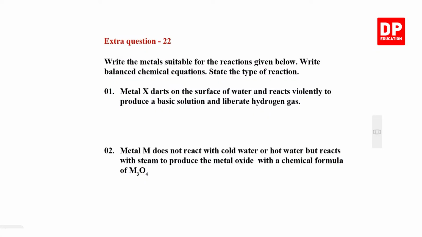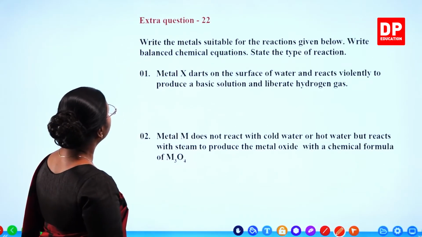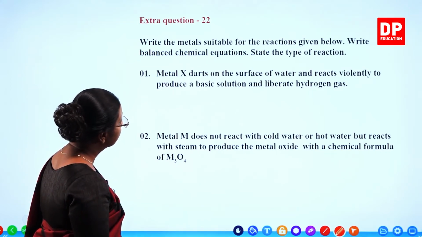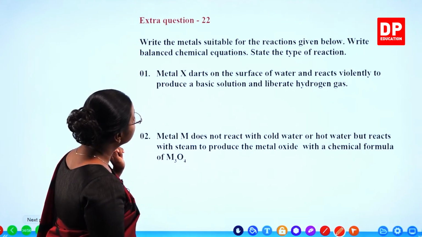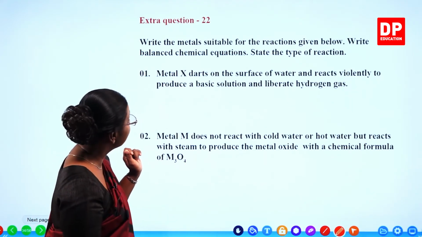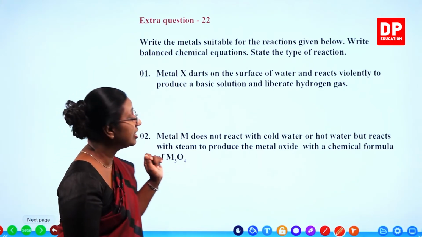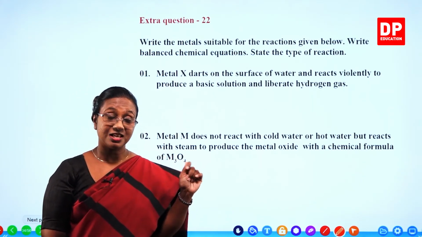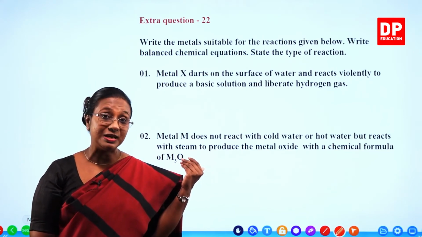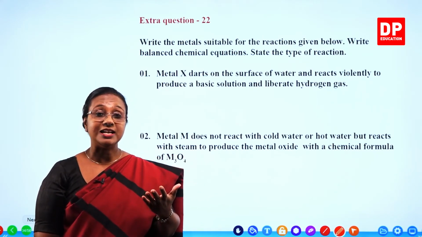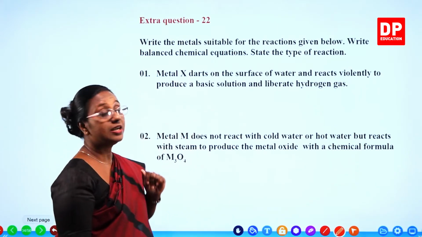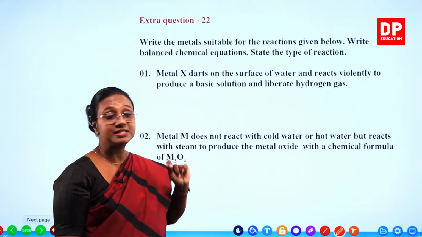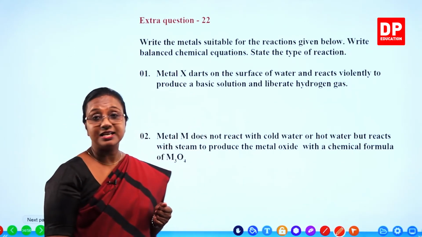Extra question 22. Write the metals suitable for the reactions given below. Write the balanced chemical equation. State the type of reaction. So the first one. Metal X darts on the surface of water and reacts violently to produce a basic solution and liberates hydrogen gas. We have done this activity. What is the metal? Sodium reacts violently with water, darts on the surface, makes a hissing sound and also produces sodium hydroxide, that is a basic solution, and liberates hydrogen gas.